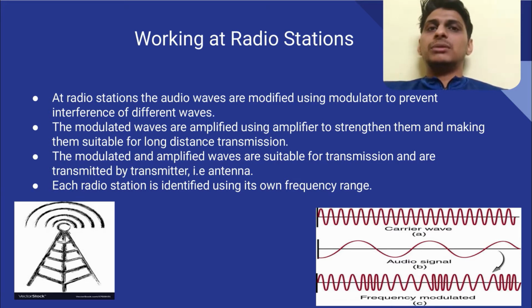The modulated and amplified waves are now suitable for transmission and are transmitted using an antenna or transmitter as shown in the diagram. So each radio station is identified by its own frequency range, so we can tune into that frequency range to hear the sound giving out by that radio station.